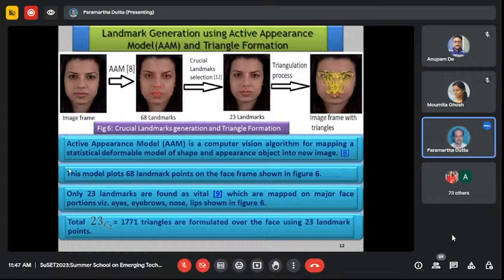Now, these salient points are also known as landmark points. So, landmark generation using active appearance model, or AAM. Active appearance model is considered a sort of Bible for this research community on affective computing. It is that type of model, essentially a particular journal reporting, which is used for the purpose of identification of landmark points on a face image.